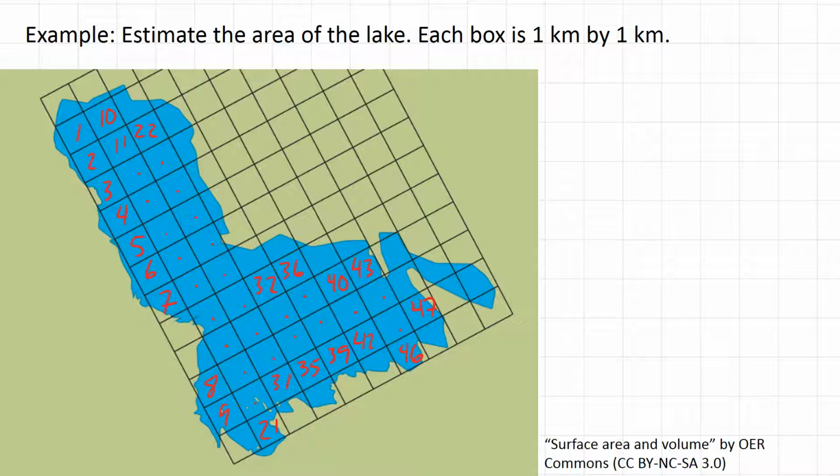So here's my first attempt at counting all the full or mostly full square kilometer boxes. And you can see I counted 47 to start with. You don't have to put numbers on every single one. Sometimes you just use little dots to keep track.